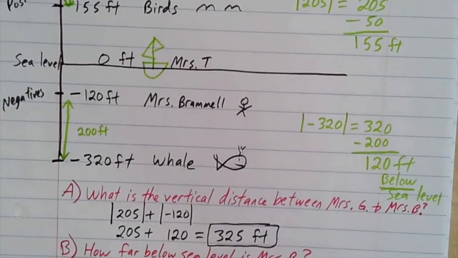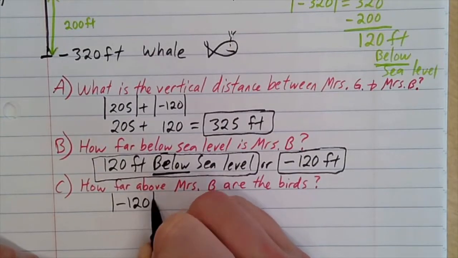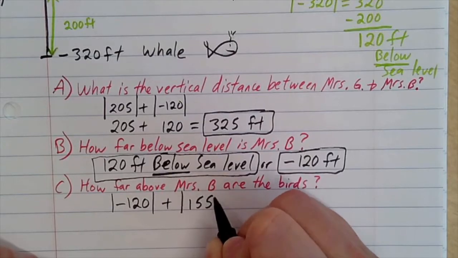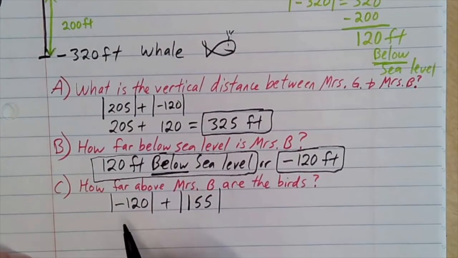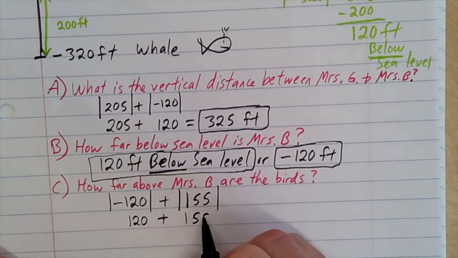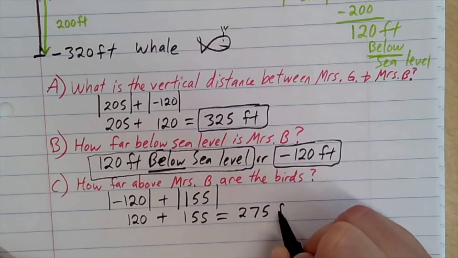So your mathematical statement would be the absolute value of negative 120 added to the absolute value of 155. Those are the distances of Mrs. B, which is actually just a positive 120 plus 155, and the distance between us is 275 feet.